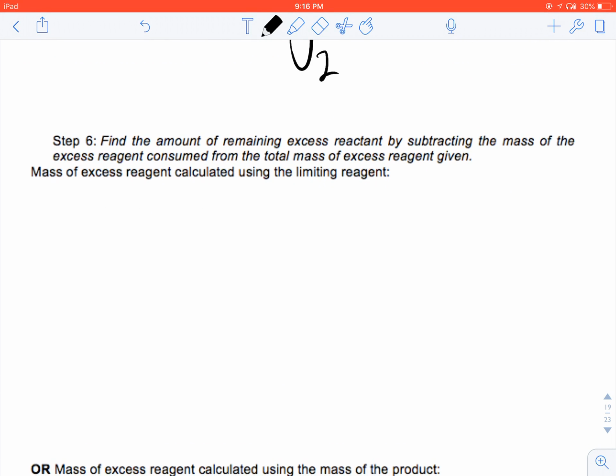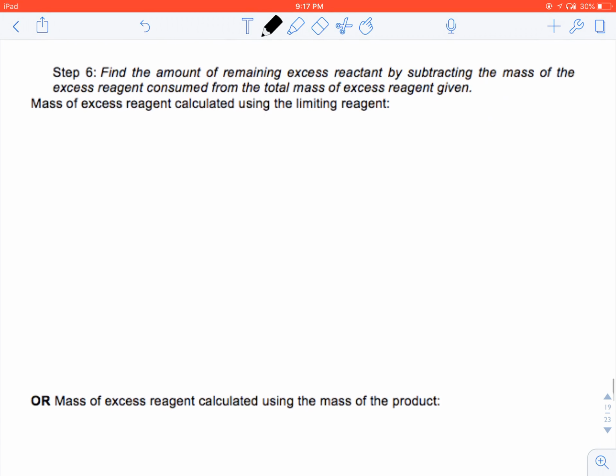Anyways, find the amount of remaining excess reactant by subtracting the mass of the excess reactant consumed from the total mass of the reactant given. All right, mass of excess reagent calculated using the limiting reagent.